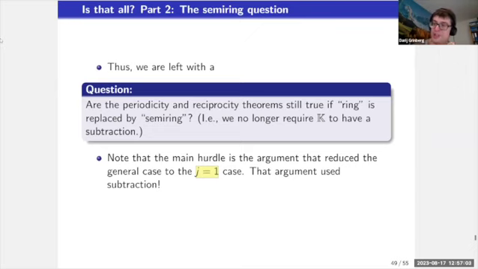However, the argument using those elements to get to all the other elements uses subtraction. You have to cancel equal terms from an equation, and that's a subtraction. In a semi-ring, you cannot do this. You cannot, from A plus B equals A plus C, get B equals C.